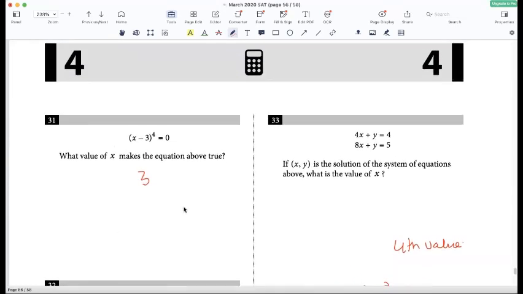If xy is a solution to the system, what is the value of x? So I can just subtract the equation. 8x minus 4x is 4x is 1. So x is 1 by 4.